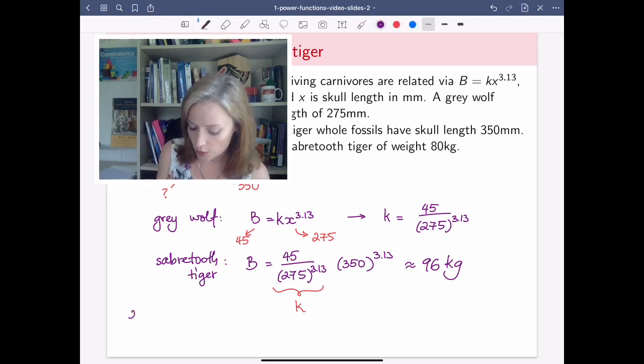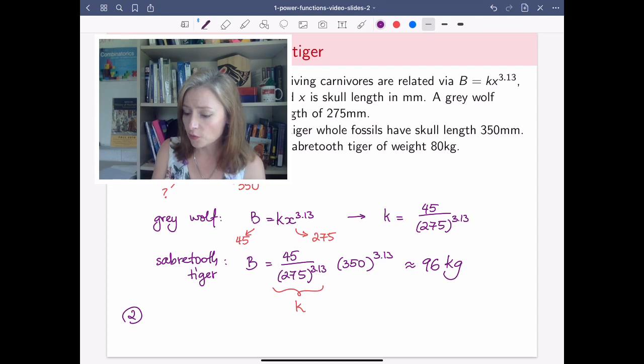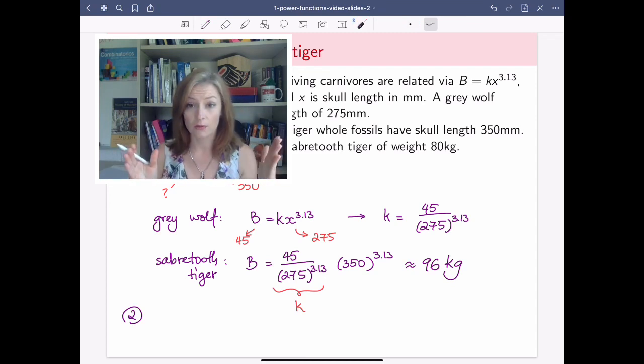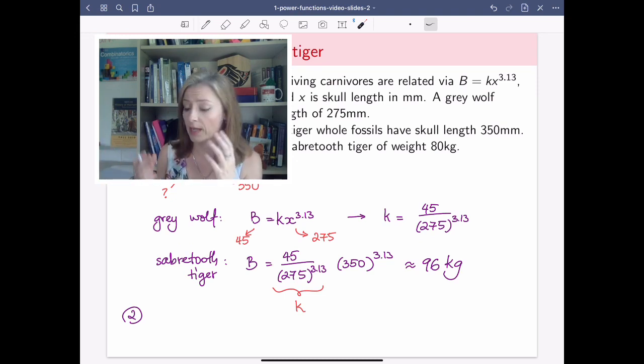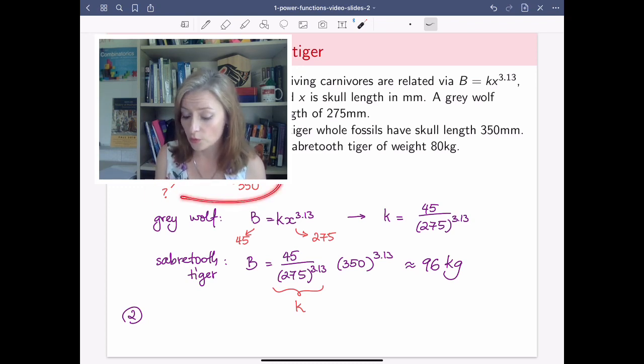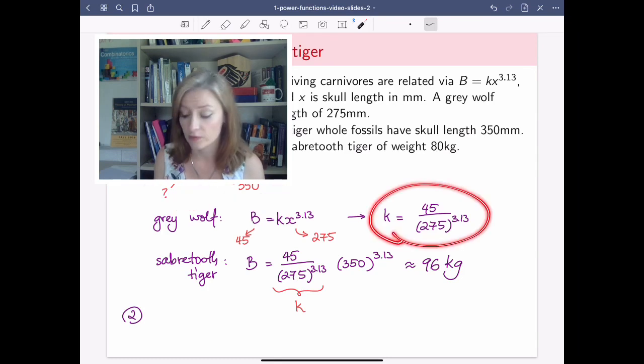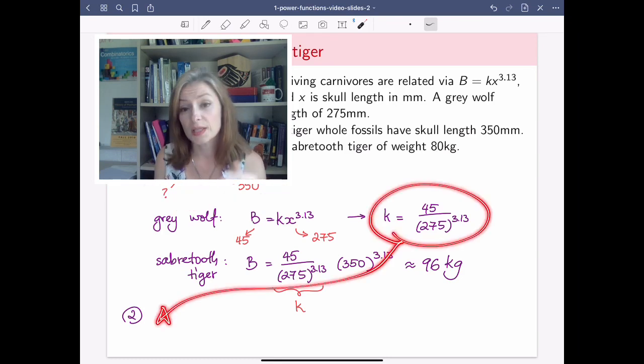Now, for part 2, we're asked to find the skull length of the saber-toothed tiger of a weight of 80 kilograms. So if an animal like that lived and weighed 80 kilograms, how big should we expect its skull to be? Now I'm going to leave you to do this part. You're going to work out through the exact same formula where the value of k is the one that we have just found, okay? So make sure you use the exact same value of k for part 2.